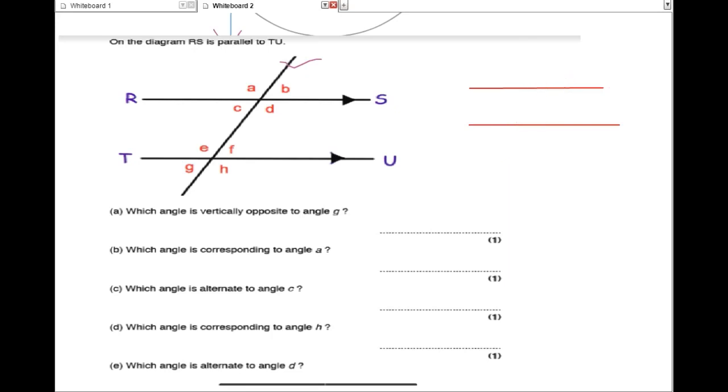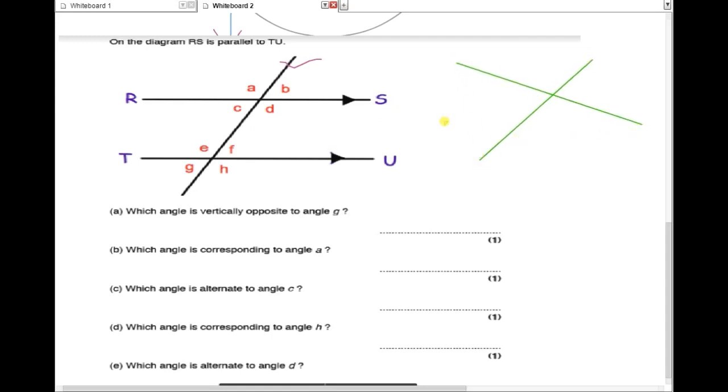Now let's talk about vertically opposite angles. What are they? For instance, if I have two lines intersecting each other, whatever the angle over here, it is vertically opposite to this angle. You can see that they both are acute. In the same way, this angle which is obtuse is vertically opposite to this angle. This is what you call the vertically opposite concept.